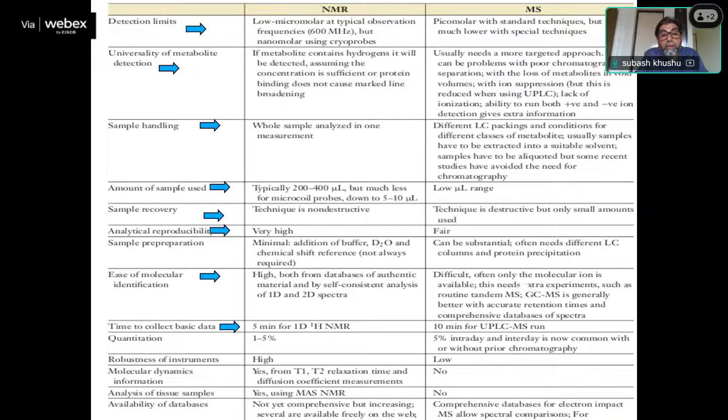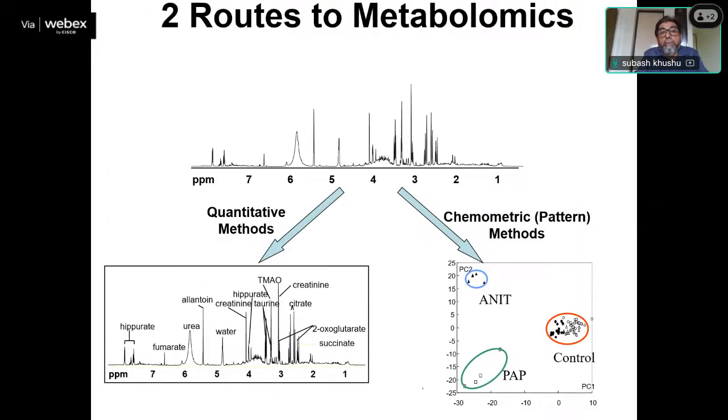Complete database is available. However, NMR also has a database available, but still many more additions are required to this database based on NMR detection of some of the molecules at lower concentration. So it has two routes of metabolomics. One is the quantitative method, where you see a spectrum like this and you can quantify each peak separately.